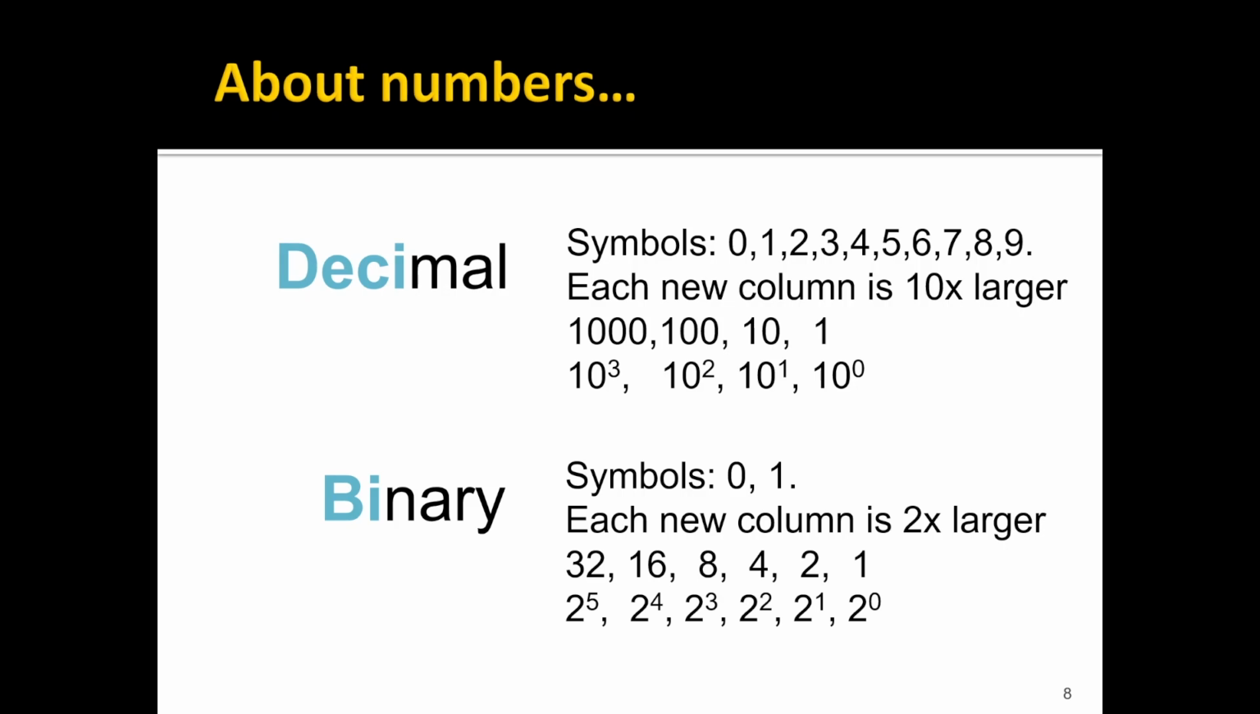In binary, it's the same system, but our base is 2. So we have 2 to the 0, which is also 1. We have 2 to the 1, which is 2, 2 to the 2, which is 4, 2 to the 3, which is 8, 2 to the 4, 16, 2 to the 5, which is 32, etc.